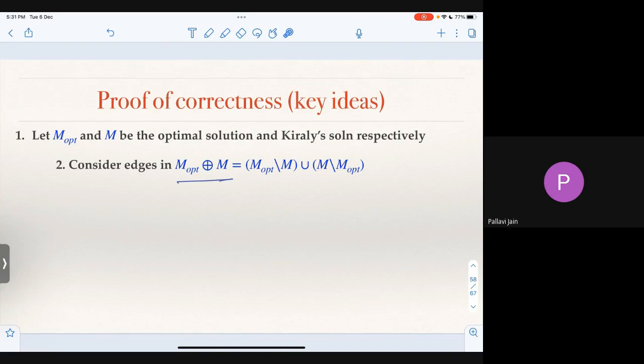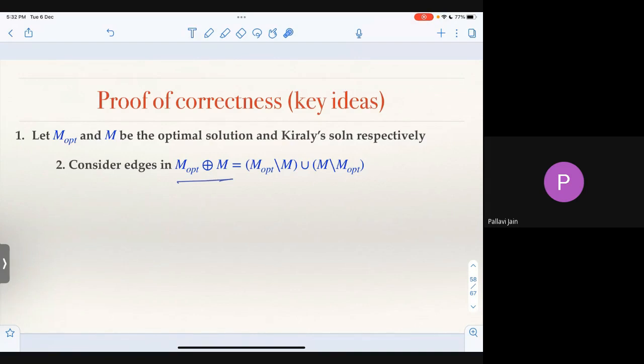Notice the reason M is not equal to M opt size-wise must be because there are some edges in M opt that are missing in M and vice versa. Because M is at least maximal, M cannot be a complete subset of M opt. Is this clear? No two maximal matchings can be a subset of the other. This is why we look at symmetric differences: there is something in M opt that's not in M, and some edges in M that are not in M opt.